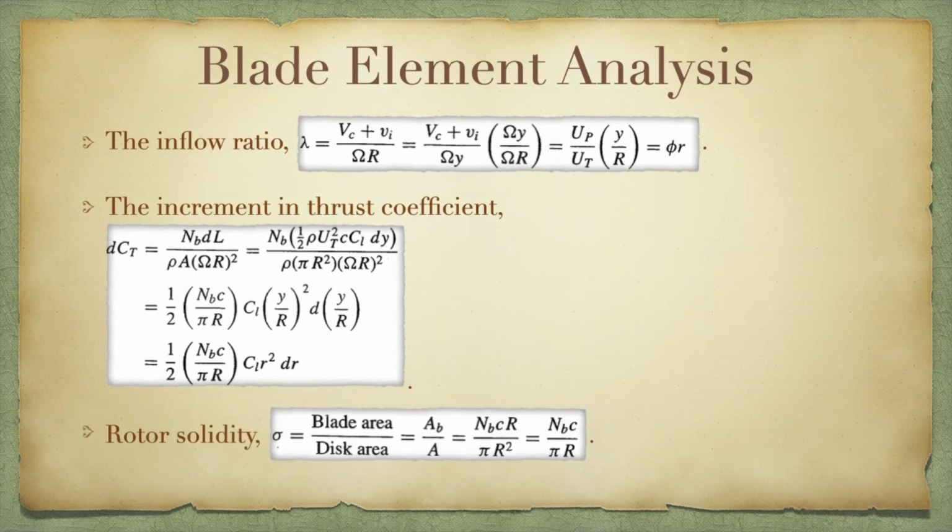Why? Because the concept of rotor solidity comes into picture. Rotor solidity is the ratio of the rotor blade area to the rotor disc area, that is sigma, equal to Ab by A. Ab is equal to c into R into Nb, where Nb is the number of blades in the rotor. So Nb c R, and disc area is pi R squared. So Nb c R by pi R squared, R is cancelled and we get Nb c by pi R. That is why we have done the grouping Nb c by pi R in the previous equation.